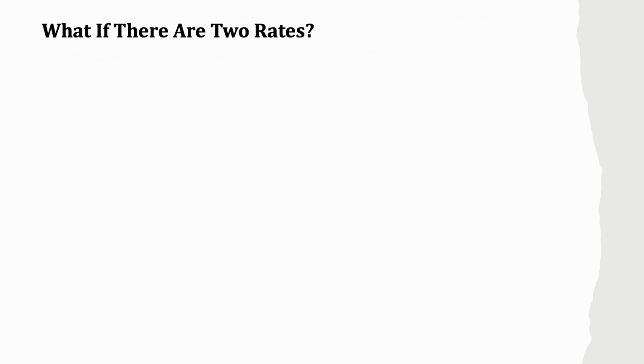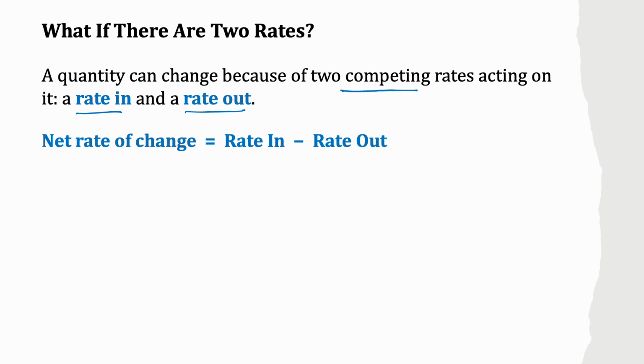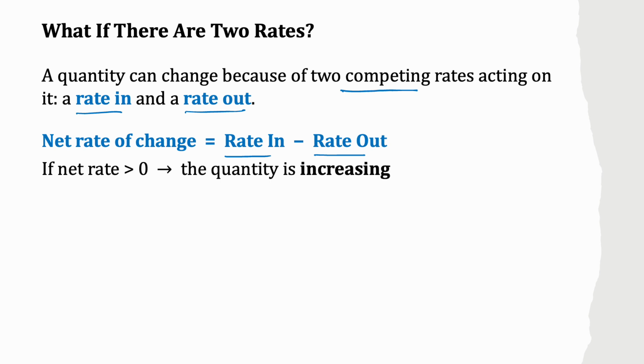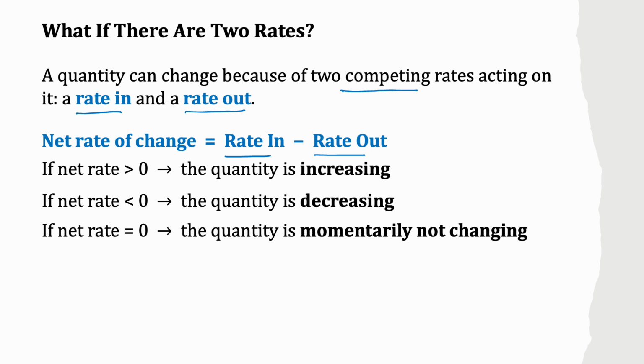Now, what if there are two rates of change acting simultaneously? A quantity can change because of two competing rates acting on it, a rate in, perhaps, and a rate out. We would get a net rate of change by taking the rate in and subtracting the rate out. If the net rate is greater than 0, then we have an increasing quantity. If the net rate is less than 0, we have a decreasing quantity. And if the net rate is 0, then the quantity is momentarily not changing.